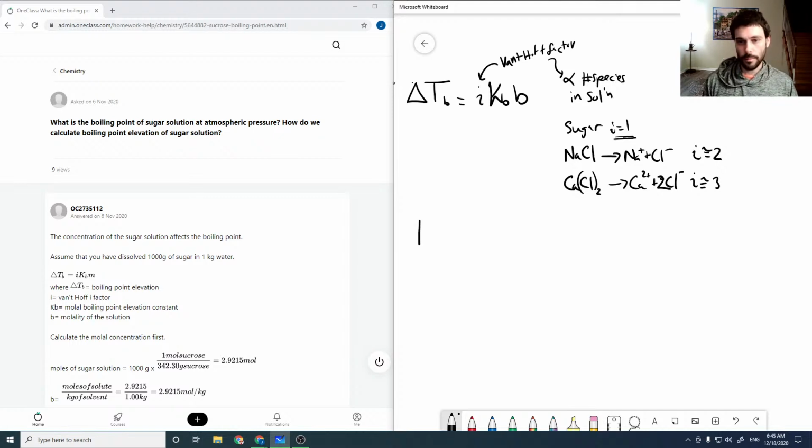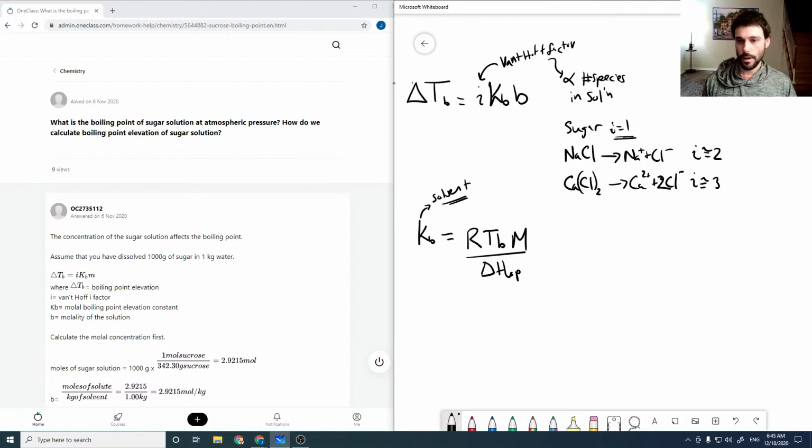This is Kb, our molal boiling point constant, which is computed for our solvent. So it's just R, which is the gas constant, times the normal boiling point of the solvent, times the molar mass of the solvent, over the delta H vaporization for the solvent. Okay, so these are all solvent terms.